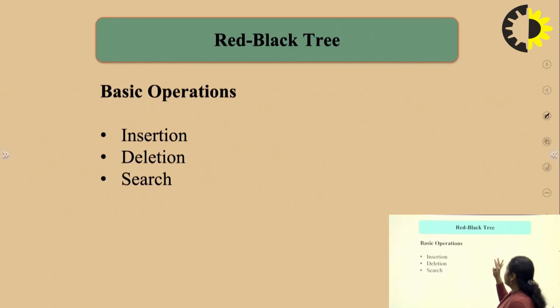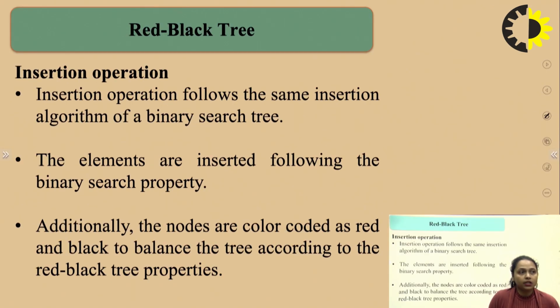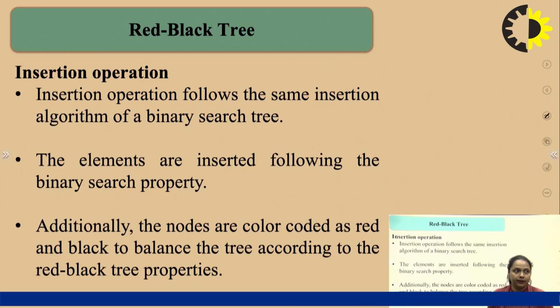Next, what are the basic operations on a red-black tree? These are insertion, deletion and search. These are generally the major operations which we can perform on any data structure. So here also we are going to perform the same insertion, deletion and search operations. First we discuss the insertion operation, how to insert a node in an empty red-black tree or in an existing red-black tree.